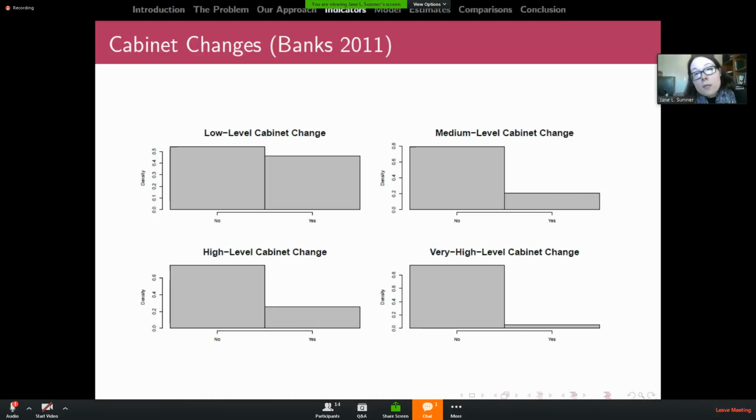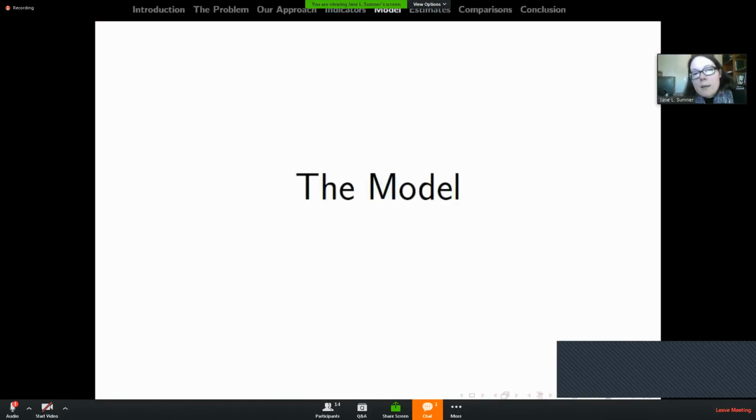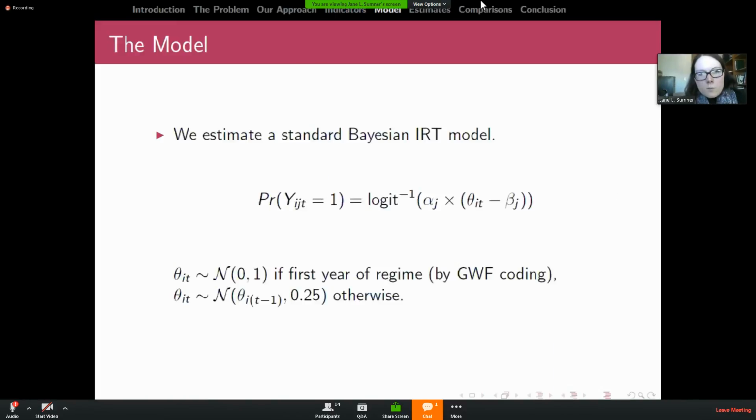And so we hope that from looking at these behaviors, we can infer personalism. So really quickly, I'm going to go through the model because this is nothing in particular that most of you don't already know. So we estimate a standard Bayesian IRT model that you see in front of you, dichotomous indicators with a logit link. We use dynamic priors, where for the first year of any regime, according to the GWF measure, we have a standard normal prior on that level of personalism. But every subsequent year, the prior is normally distributed, centered on the previous year's personalism, with a fairly tight prior, and I'm happy to take questions about that later.